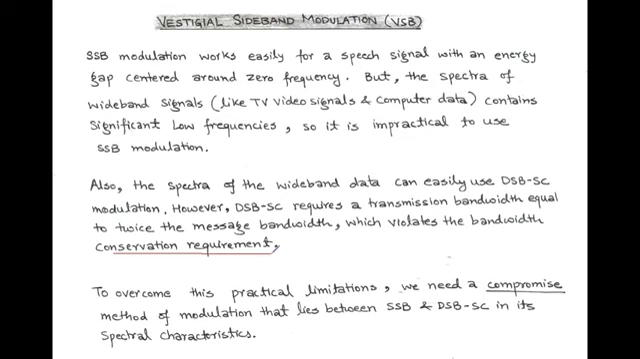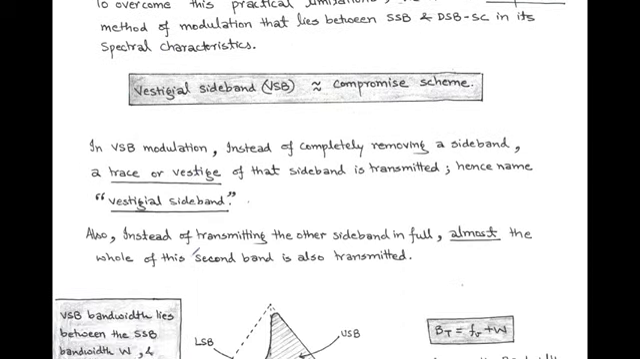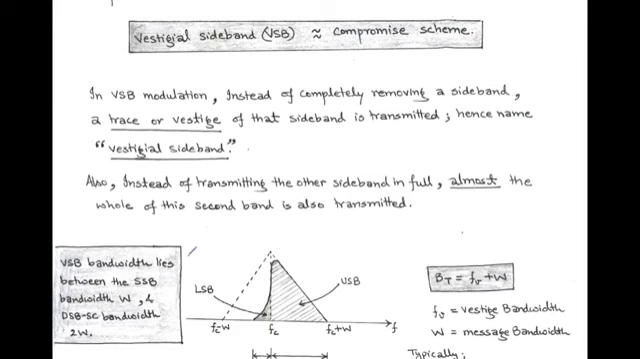So to overcome these practical limitations, we need a method of modulation that compromises between single sideband suppressed carrier and double sideband suppressed carrier modulation in its spectral characteristics. And we call the modified or compromised method vestigial sideband, which fulfills both the bandwidth conservation scheme and the practical applicability of the bandpass filter. Now we are going to discuss VSB modulation.